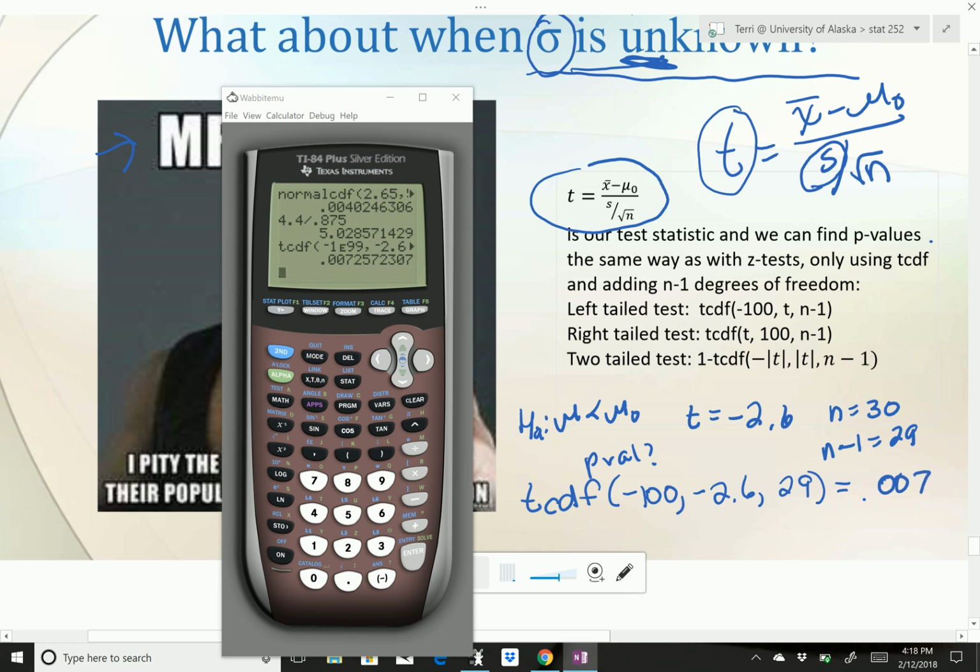0.007. So with this p-value, what would you do? I'm hoping that you guys are thinking to yourself that you would reject the null hypothesis in this case and say, yes, we have enough evidence to say that the mean is less than the hypothesized mean.